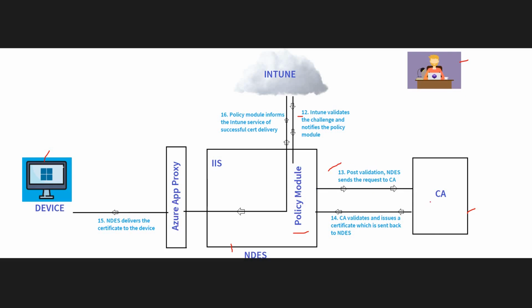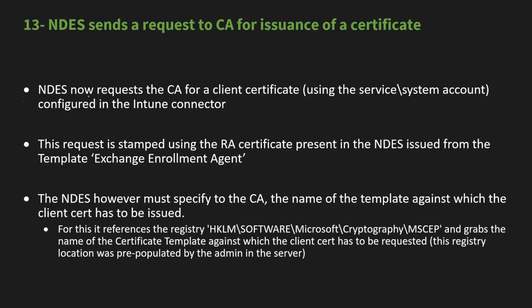is going to reach out to the CA and request for a certificate. That is what the entire goal was, right? The end device wants a certificate from the CA. So once the authentication of the CSR is done by the Intune service, it informed the policy module, and now the policy module is reaching out to the CA and it is requesting for a certificate on behalf of the user or the device. So in step 13, the NDES now requests the CA for a client certificate.